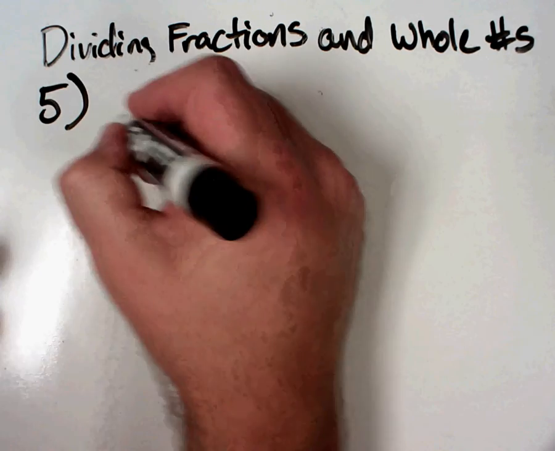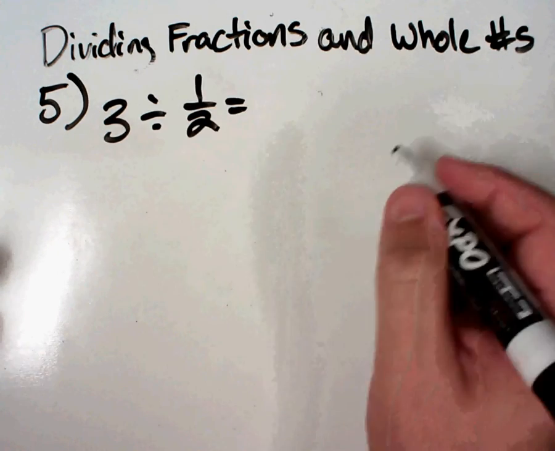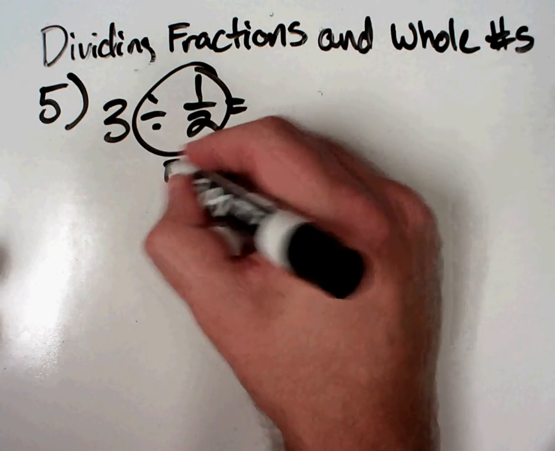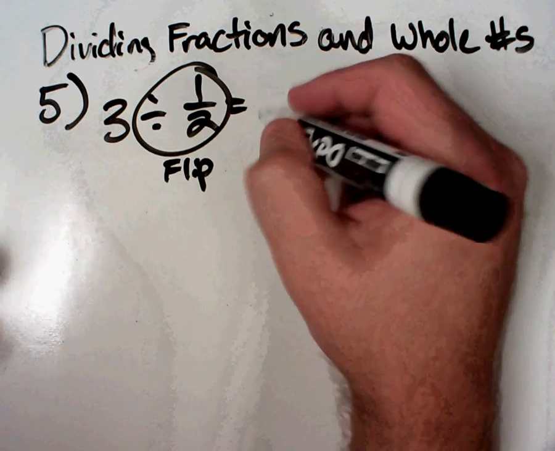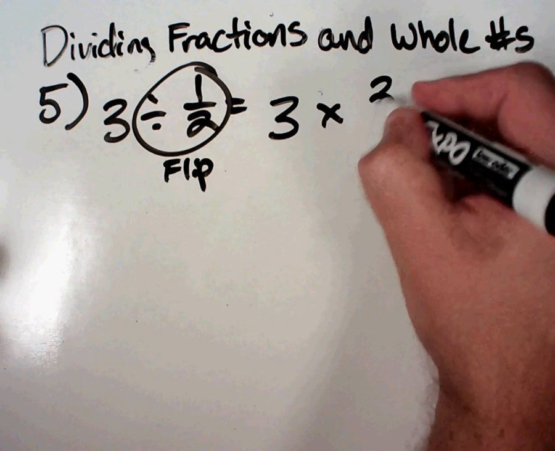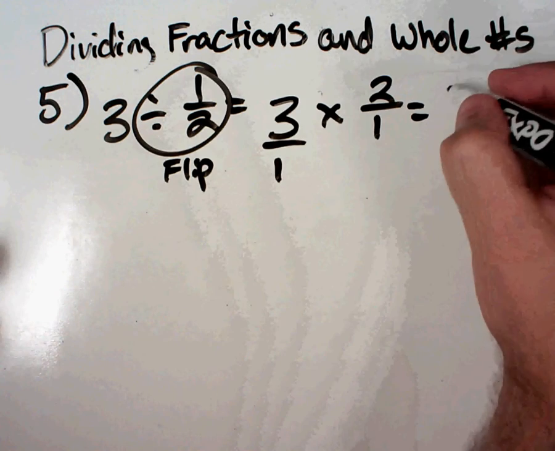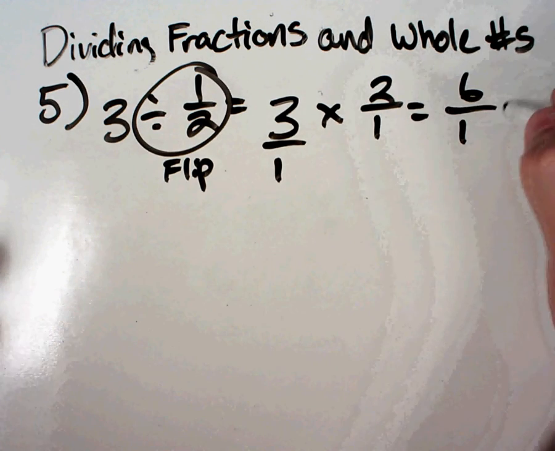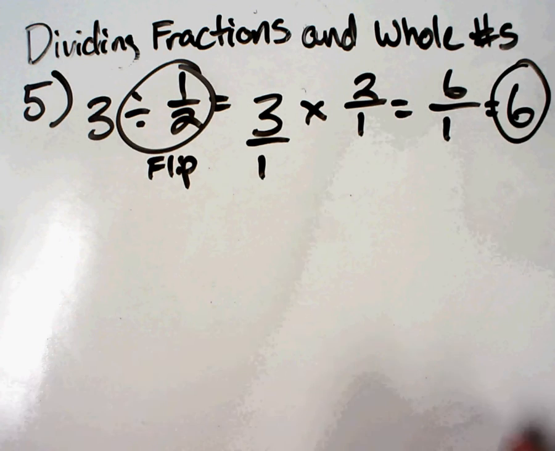Number 5 is 3 divided by 1/2. Okay, maybe I am going to do it on all of them. So I'm going to flip and then multiply. So my problem becomes 3 times 2 over 1. 3 times 2 is 6. 1 times 1 is 1. So I end up with 6 over 1, which is just 6.